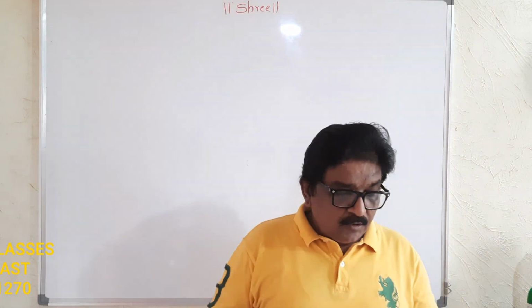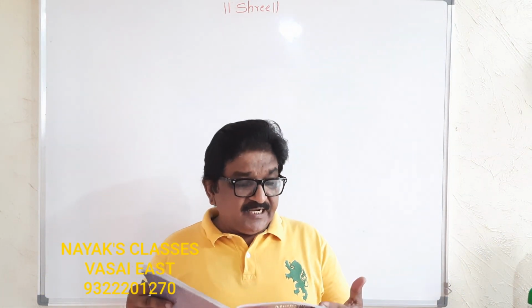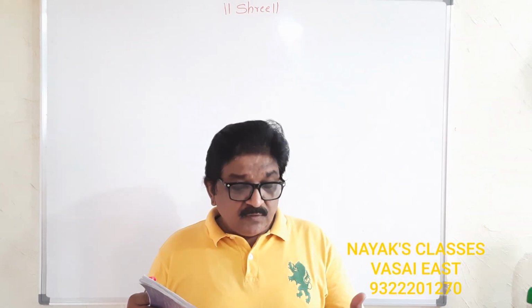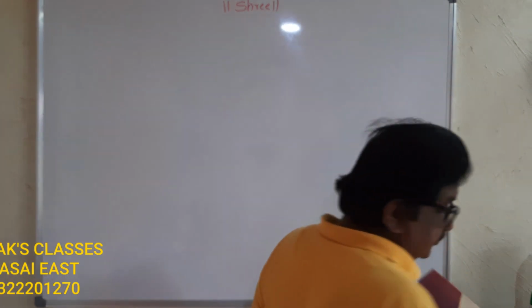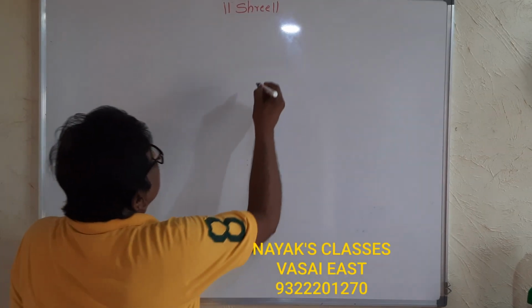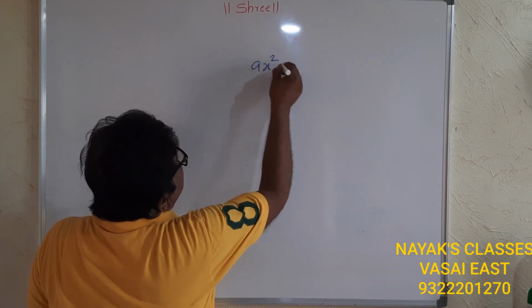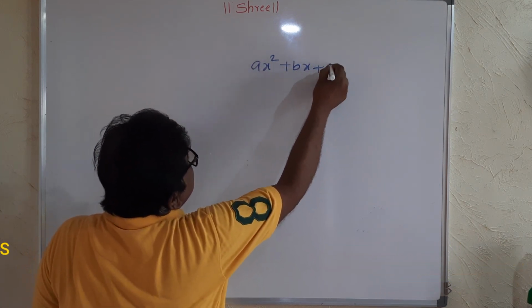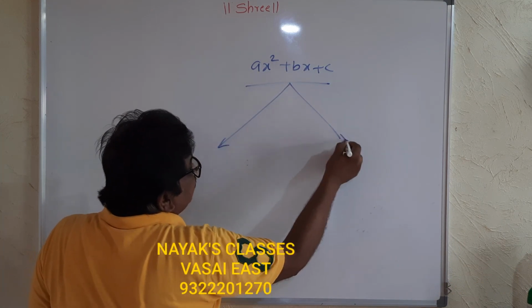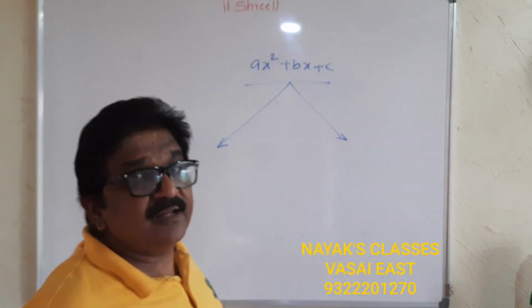Question number 1 of exercise 2.1 is: write any two quadratic equations. The standard form of a quadratic equation is ax square plus bx plus c. So we can write any number. You can write any number.